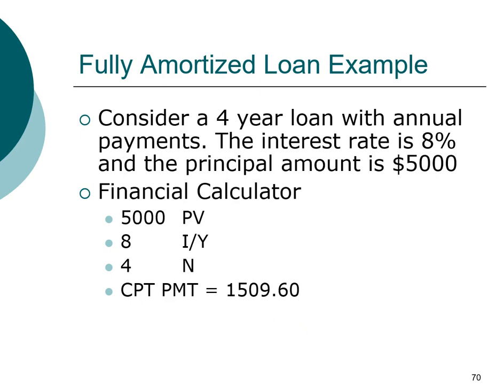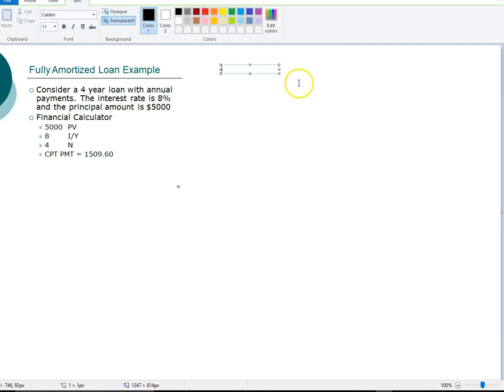Most importantly, we want to see how the $1,509.60 each year allows us to pay off a loan of $5,000 over a four-year period. So let's look at how an amortization table can be constructed. In an amortization table, we want to compute how the balance goes down over time, as well as the principal portion and the interest portion.